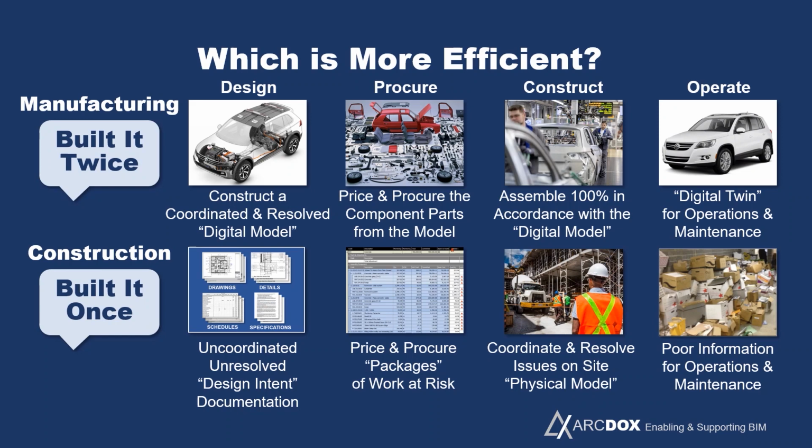And instinctively you might think that building something once is more efficient than building it twice. But when you look at the way these two processes work, I think the thing we can learn from manufacturing is that it's actually more efficient to build it twice, to build it as far as possible within this digital environment where you're not committing real materials and real labor. Try and work it out as much as you can in the design phase, and then execute the construction exactly according to the digital model.